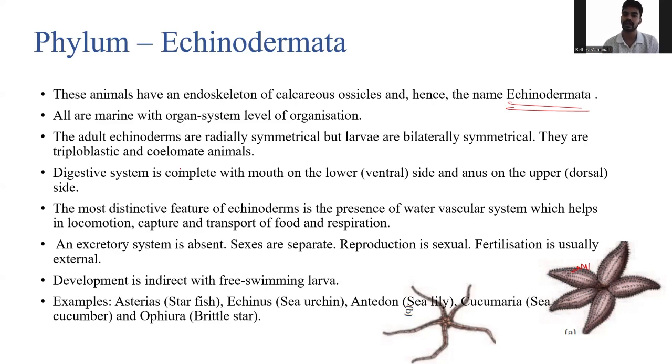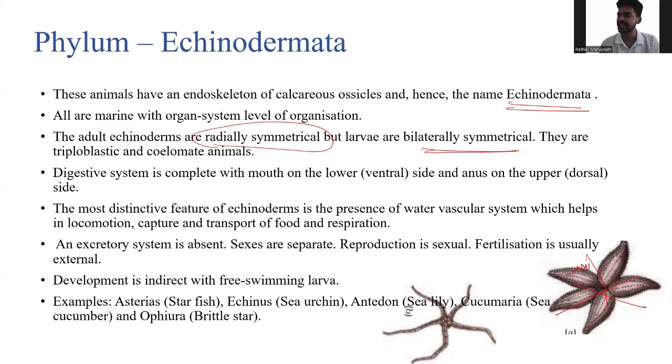Coming to the adult, it shows radial symmetry. You know radial symmetry, most like starfish and all; they come under this. But in the larval stage, during the initial developmental larval stage, it normally shows bilateral symmetry. They are triploblastic and coelomate animals, that is, true coelomates are present.